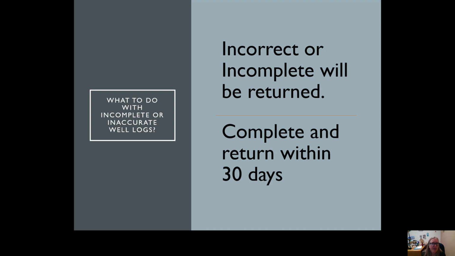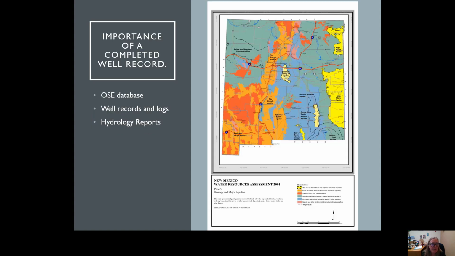Again, if we get an incomplete or incorrect well log, it will be returned to you, and we expect it to be returned within 30 days. It's important for us to have a completed well record because we're trying to determine where our water resources are in the state. The OSE database and the well records and logs and our hydrology reports rely on completed well records and with the best information you can provide.